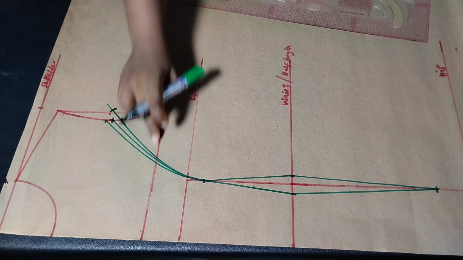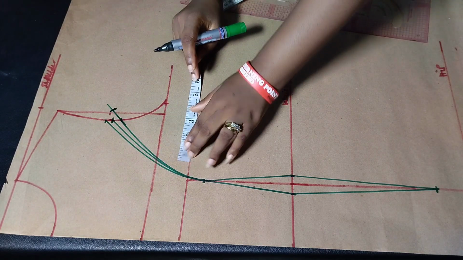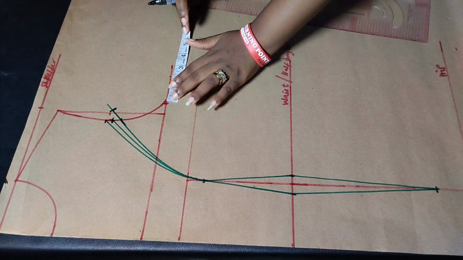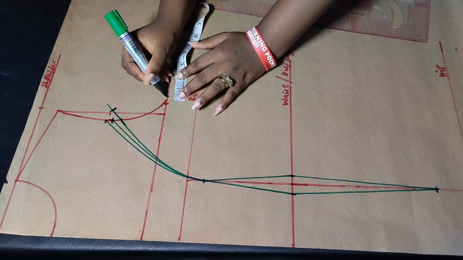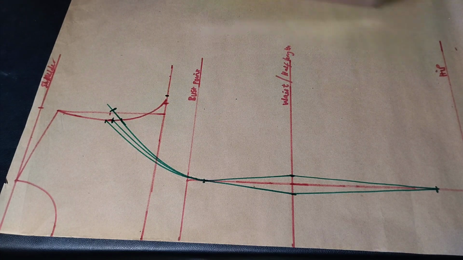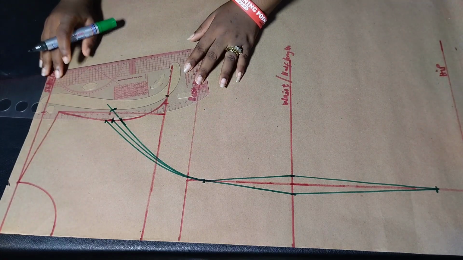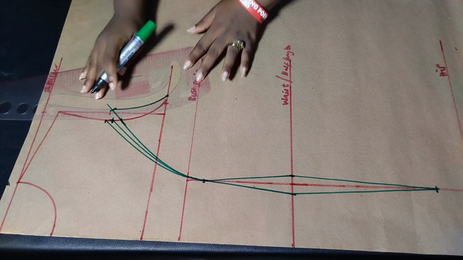On my chest line, I have a little dart right there. If I measure it out, I have about 1/2 inch. I'm going to be replacing that on my chest line, and I am going to be connecting these two new points together to get my new armhole.